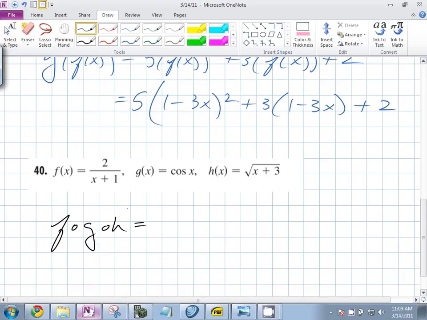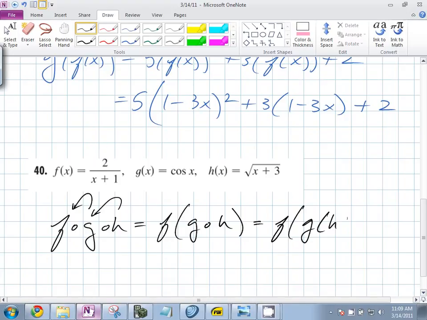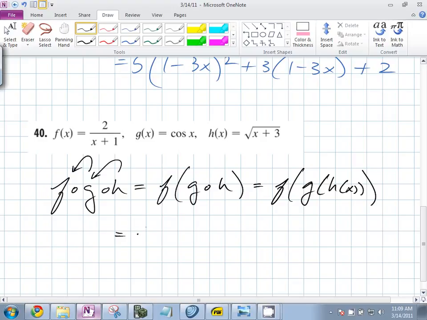What does this mean? What are you plugging into what here? What are you first plugging into what? H into g, and then what you get into f. So this means f of g of h, right? But that means f of g of h of x. So what do you have to do first? H into g. So that's going to be cosine of h of x.